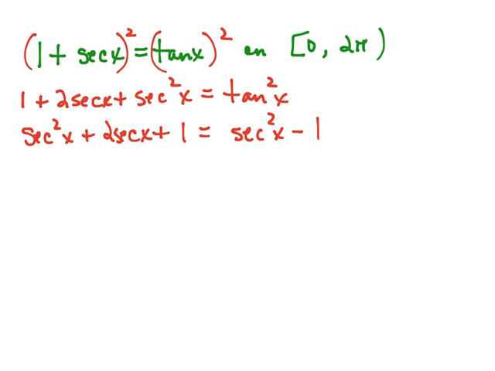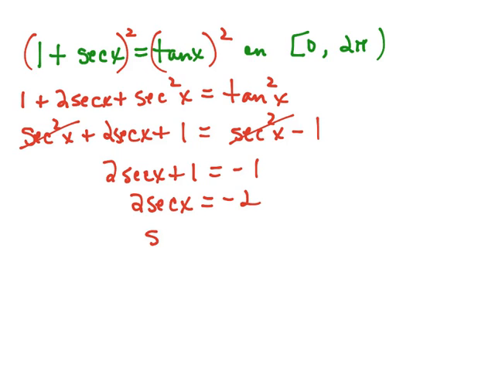So now, collecting like terms, we can subtract secant squared from both sides, and we'll get 2 secant x plus 1 equals negative 1. So 2 secant x, subtract 1 from both sides, is equal to negative 2. And the secant of x is equal to negative 1.